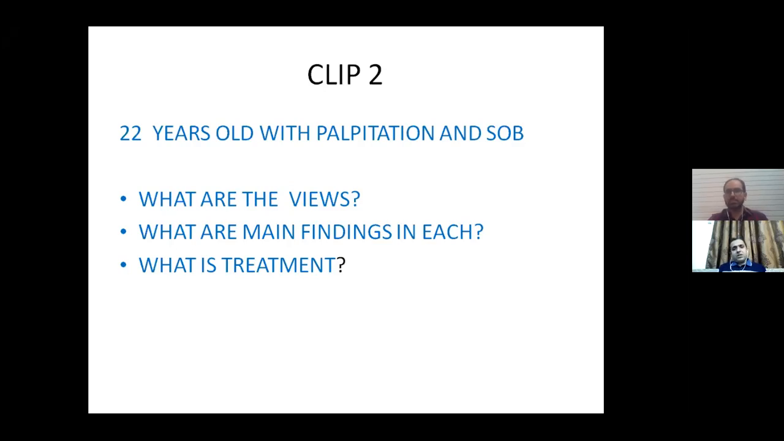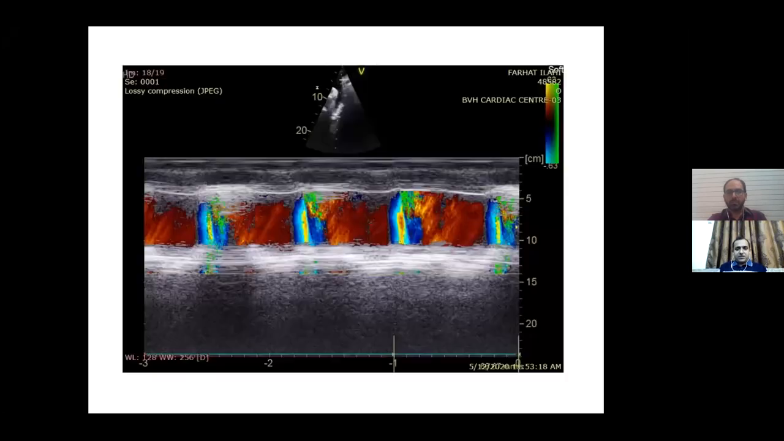So this is a 22-year-old male patient who presented with palpitations and shortness of breath. The questions related to this image are: what views have been shown in these images? What are the main findings in each? And what is the treatment of this problem? Okay, so the time starts now.